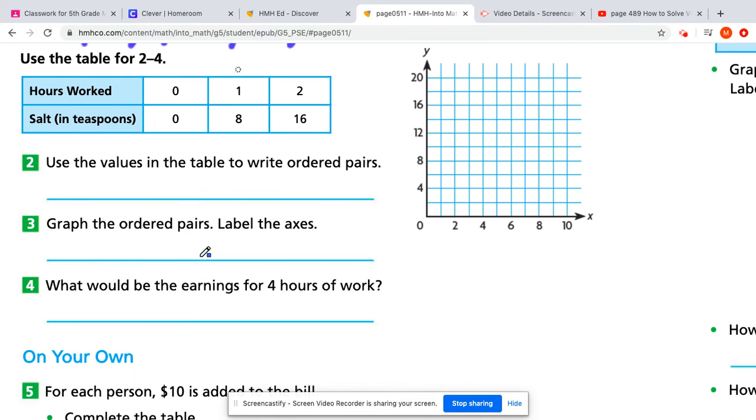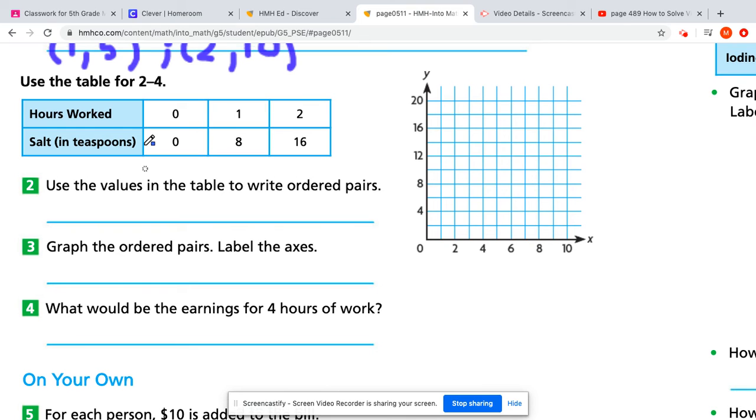Okay. Now, for numbers 2 to 4, we're going to look at this table to help us with this chart. So I want us to use the values in the table to write ordered pairs. So they didn't specify who is the x or the y. So you can do that on your own if you wish. Most likely we can just put this as our x though. So this would be 0, 0, for example. And then the next one would be 1, 8. Okay. Number 3 then wants us to take those values that are in the table and label them.